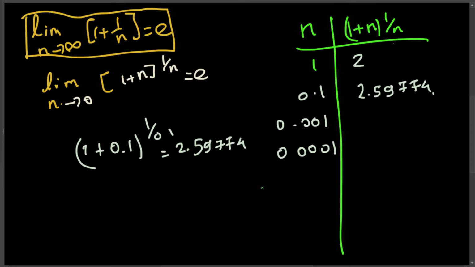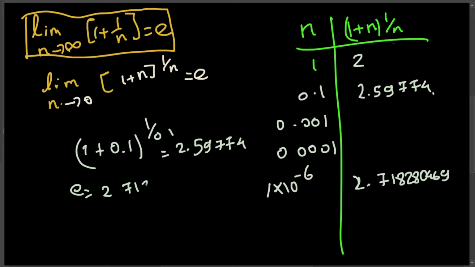So let's try 1 times 10 to the power minus 6. That's like dividing 1 by a million. So that gives 2.718280469. So you can see as n approaches 0, we are getting the e value. If you remember, e is 2.718281828, and here we are almost close to it. But if you go to a billion, 10 billion, it's going to get closer and closer to the e value.